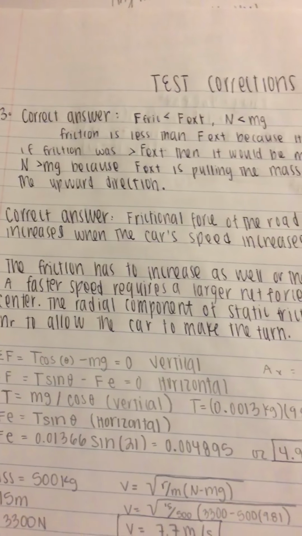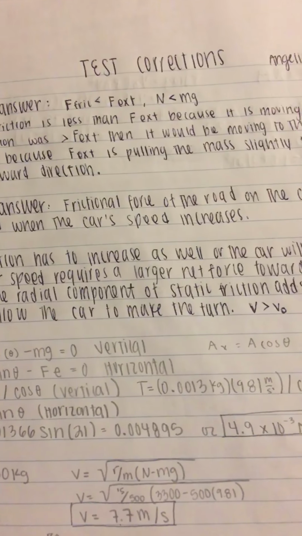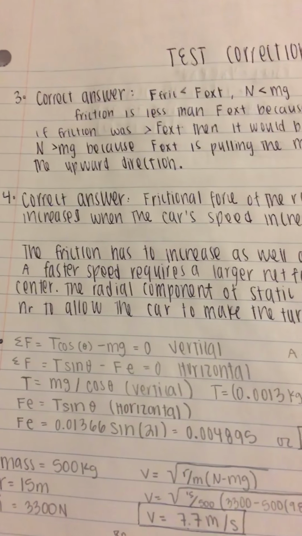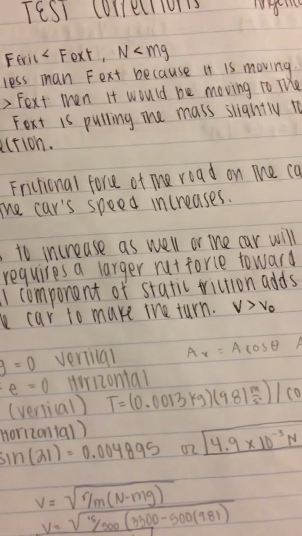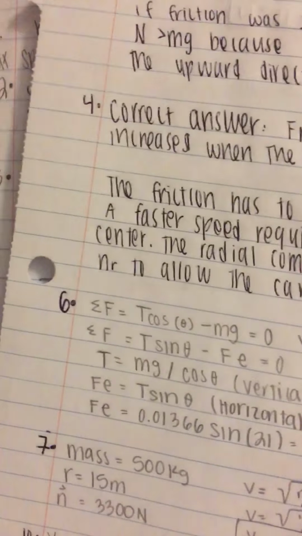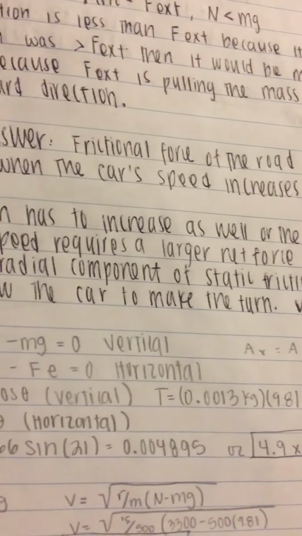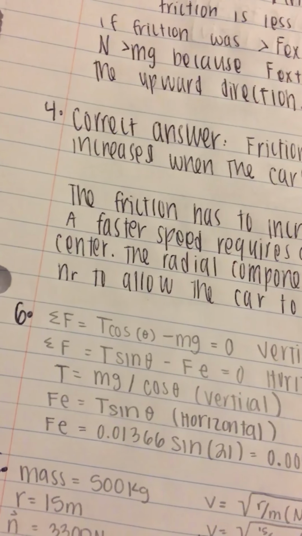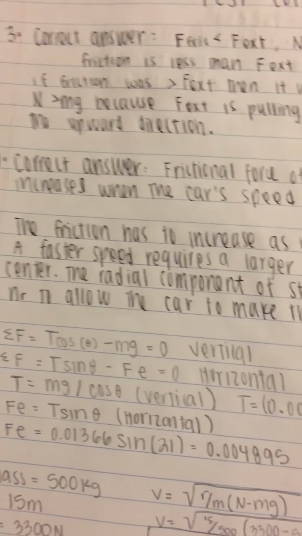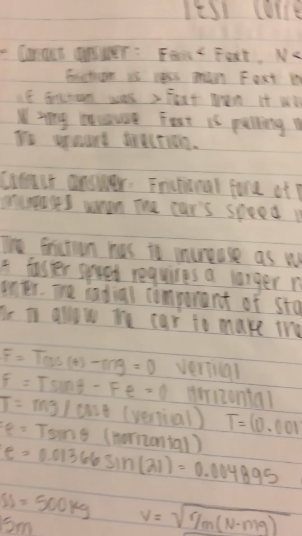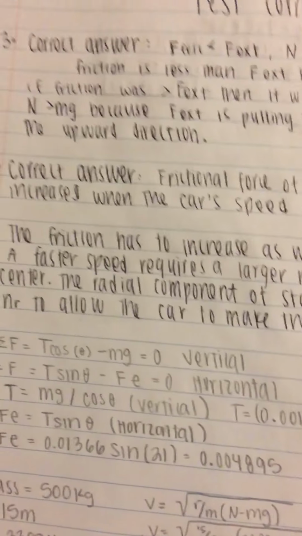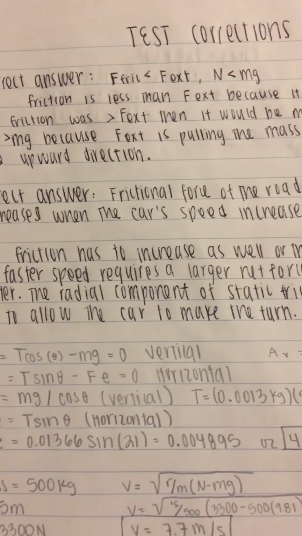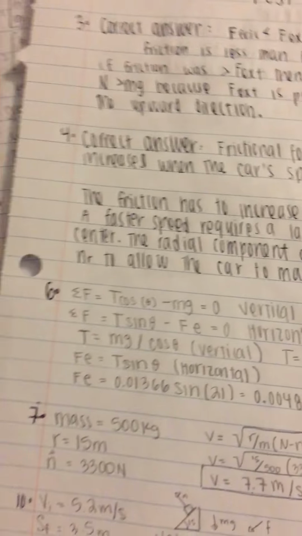So a faster speed requires a larger net force towards the center. The radial component of the static friction adds to ma_r to allow the car to make the turn. And obviously there would be a point where the car is going too fast along the turn and it will slip. But until it hits that point, friction will increase as the car's speed increases.